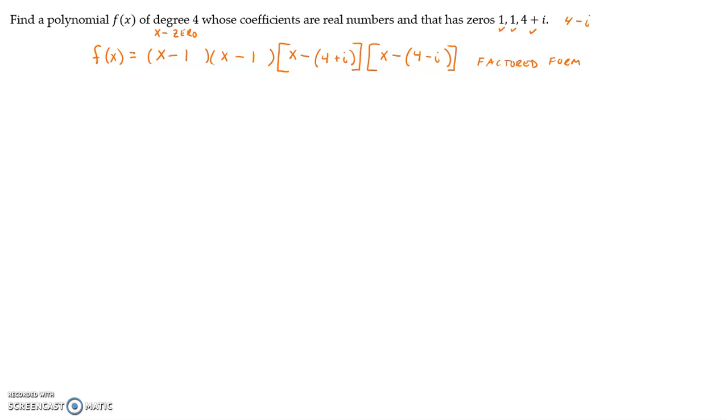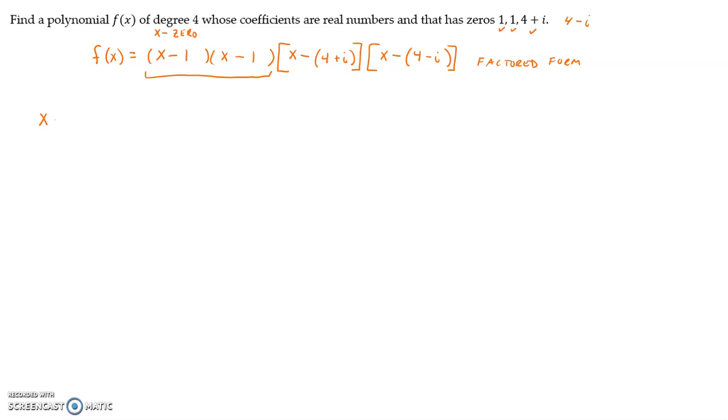And our question is going to want us to multiply this out or put it in expanded form. Now you have 4 factors here to work with. My suggestion is to go ahead and work in pairs. And when I go to multiply mine through, I'm going to use the box method. So I'm going to multiply these 2 sets of parentheses together first, and then I'll work with my sets of brackets that have my complex zeros.